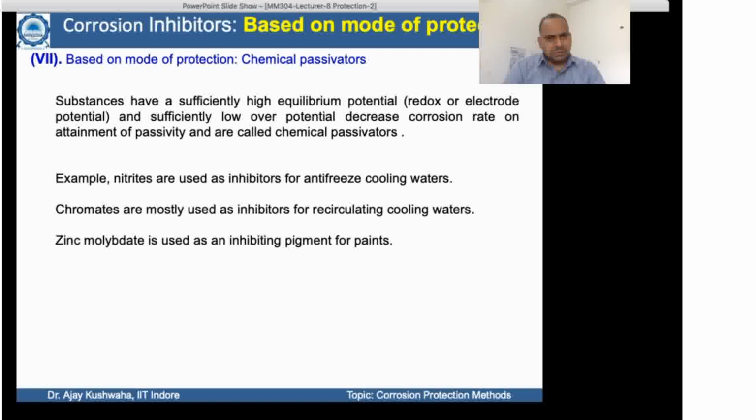So what kind of chemicals are there? Examples could be nitrites, which are used as an inhibitor for anti-freeze cooling waters. Similarly, chromates, which are also chemical passivators, are mostly used as inhibitors for recirculating cooling waters. So if recirculating cooling waters are there, then chromate based inhibitors we can use. Zinc molybdate is used as an inhibiting pigment for paint. So by mode of chemical passivator, these kinds of chemicals we can use and they will work as a passivator.